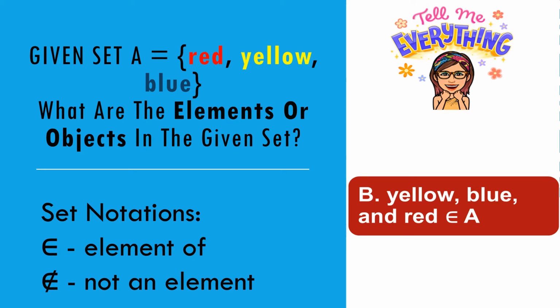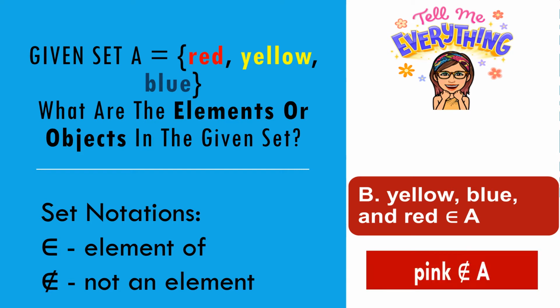The set notation for element is this, and for not an element is this one. So question, is pink an element of A? If it is not, use the not an element notation. Pink is not an element of A.